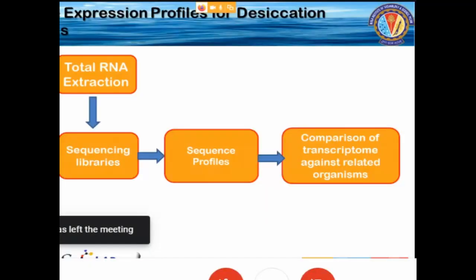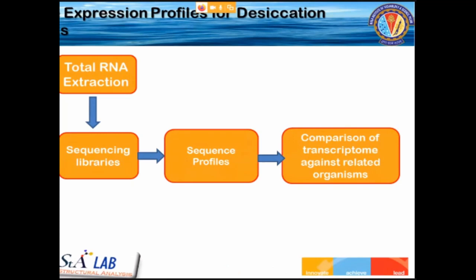So what we would ideally do is extract the RNAs, try to see which of these genes are overexpressed, and compare the transcriptome of the desiccated versus non-desiccated, that is the hydrated physiological conditions, and try and compare them also with related organisms like other oysters and mollusks which have been studied till date. So this is our plan of action as of now.